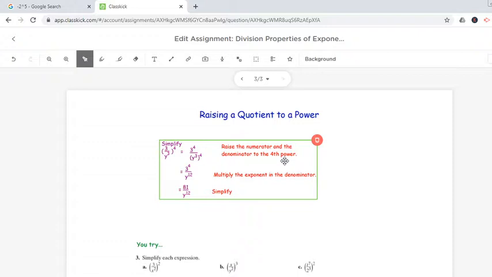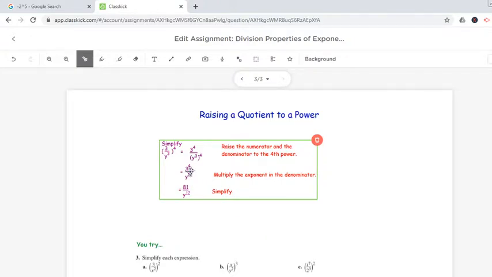Okay, so we have 3, raise it to the 4th power. We have y to the third, and we raise it to the 4th power. Okay, and then we have 3 to the 4th, y to the 12th, because the 4 is outside of the parentheses, so we multiply 3 times 4, and we get 12.